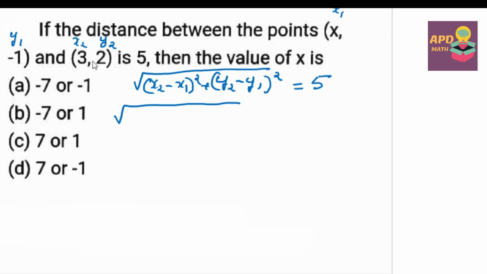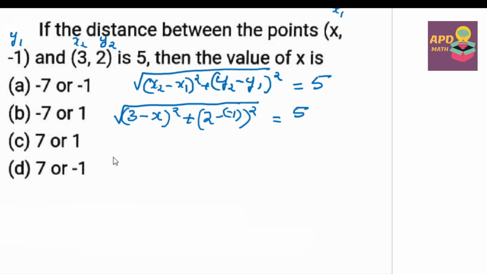What is x2? x2 is equal to 3. 3 minus, what is x1? x1 is x, the value is not given. Now 3 minus x whole square plus, what is y2? y2 is 2. 2 minus y1, and y1 is minus 1. So 2 minus minus 1 whole square, the square root of all this is equal to 5.